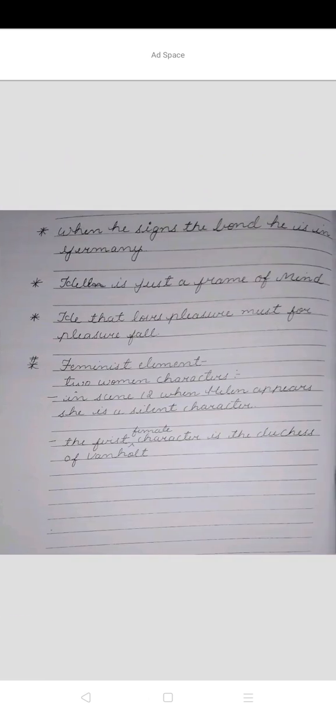When he signs the bond, he is in Germany. Helen is just a frame of mind. "He that loves pleasure must for pleasure fall." Feminist element: there are two women characters in scene 12. When Helen appears, she is a silent character. The first female character is the Duchess of Vanholt.